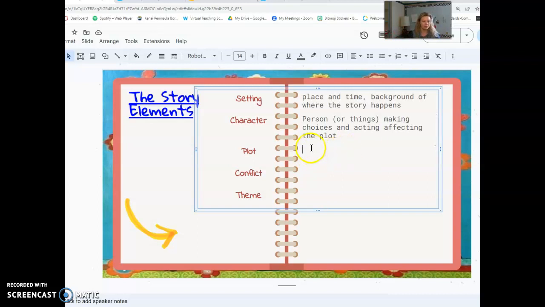Okay, the plot is all the action taking place by the characters or to the characters.